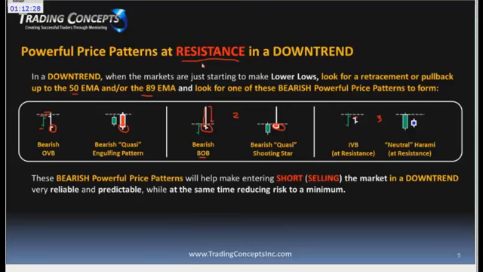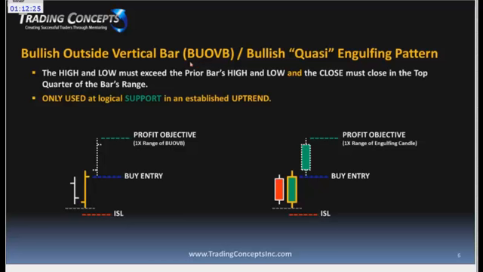So let's go into the first one, right? The bullish outside bar, or the bullish engulfing pattern. Okay, a little bit more detail here. We've already talked about bullet point number one. Market must exceed through the prior bar's high and low, right? And again, we're only really looking for these patterns in logical support in an established uptrend, right? So the market's already up, market's pulled back. So what we're looking for is for the market to take out the prior bar's high and low, right?